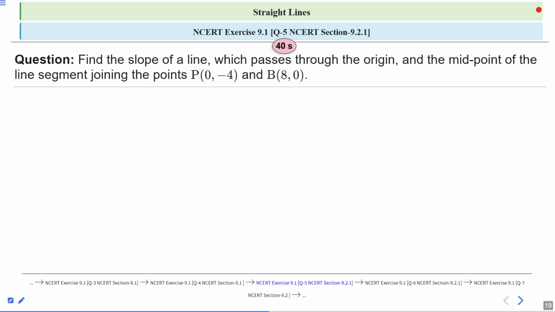So students, first of all, try it yourself. You have 40 seconds to try to solve this question, and then we will provide the solution. Okay, students, so now let us see how to solve this question.